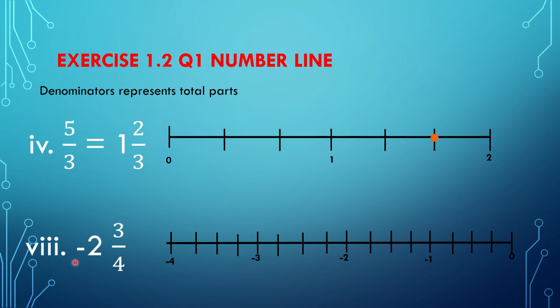We have to go beyond minus 2. And after minus 2, we have to count 3 parts out of 4. So here somewhere we have our desired point. Yes, it is the desired point that we have to move beyond minus 2, and 3 out of 4 equal parts represent minus 2 whole 3 by 4.